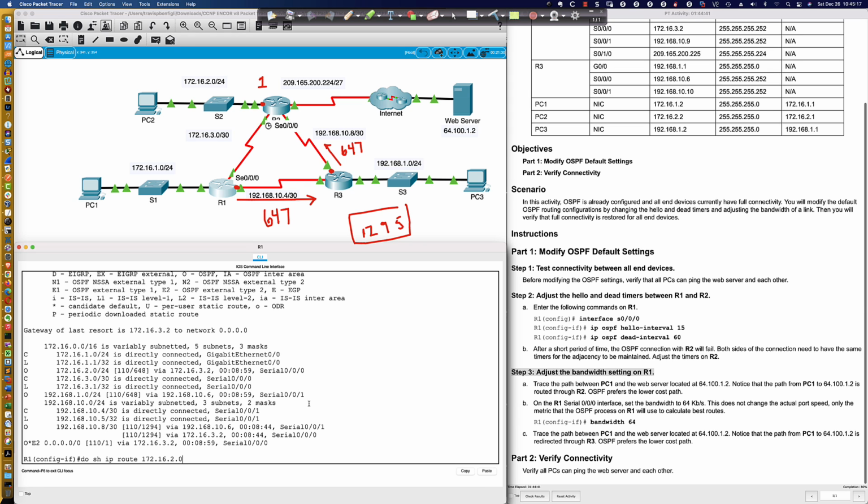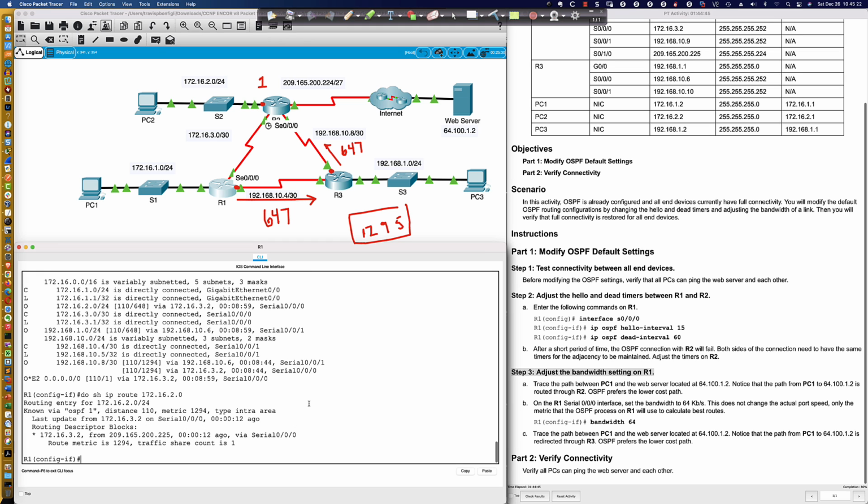Let me see if it'll let me do this: 172.16.2.0. I say show ip route, and it shows me everything. I'm only interested in seeing information for this route. And there it is. The route metric is 1294. Going the bottom route, southbound and then northbound, is going to be 1295 to get to that network. The cost of that route is 1294 going northbound right away, router 1 to router 2.